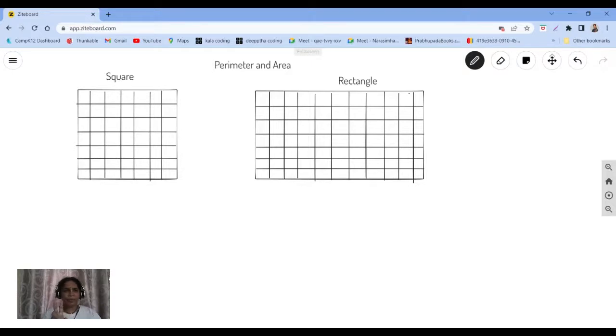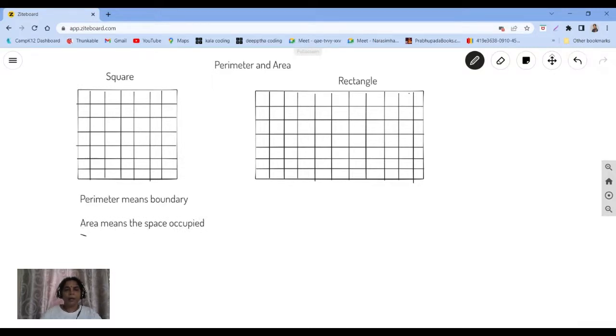Today, we're talking about two simple things: perimeter and area. What is a perimeter? First, you have to understand what a perimeter is. Perimeter means boundary. That's all. You just have to remember one thing: perimeter means boundary. And what do you mean by area? Area means the space a shape occupies. Space occupied. This is a simple way I would like you to remember.